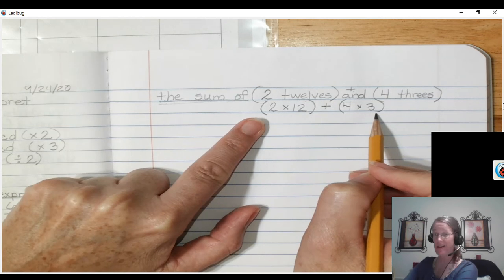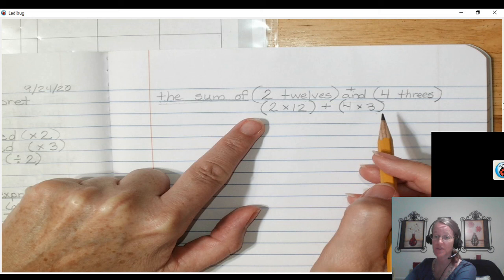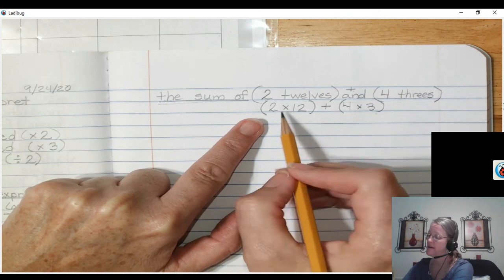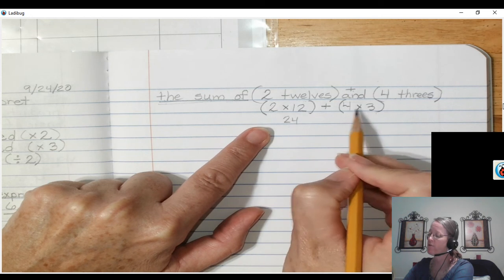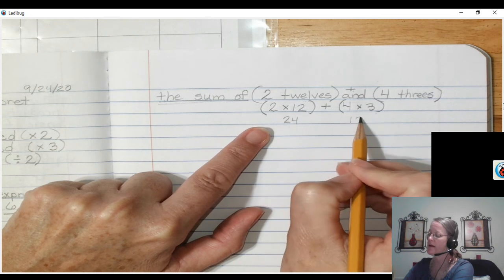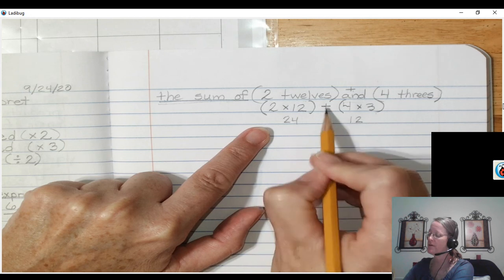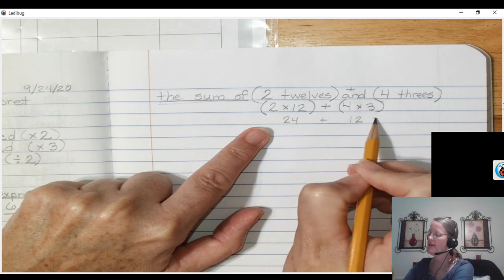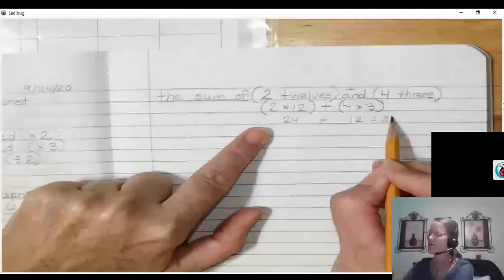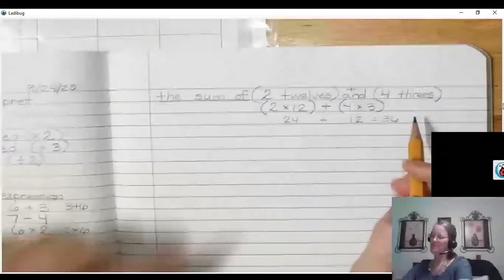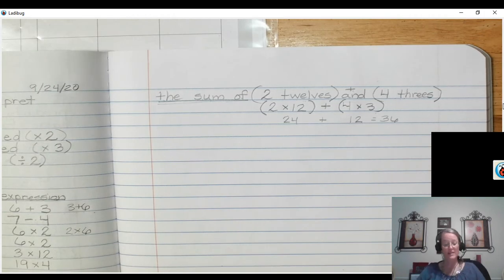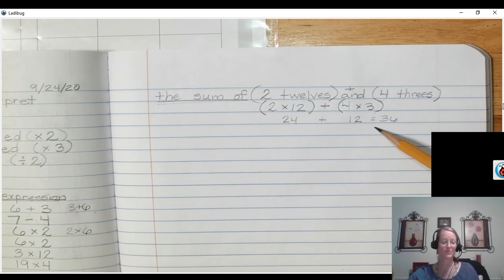Could I find the value of that? Absolutely. So could I solve it? Yes. 2 times 12 is 24. 4 times 3 is 12. And 24 plus 12 equals 36. Okay? So for your work today, you are going to be taking phrases and turning them into expressions.